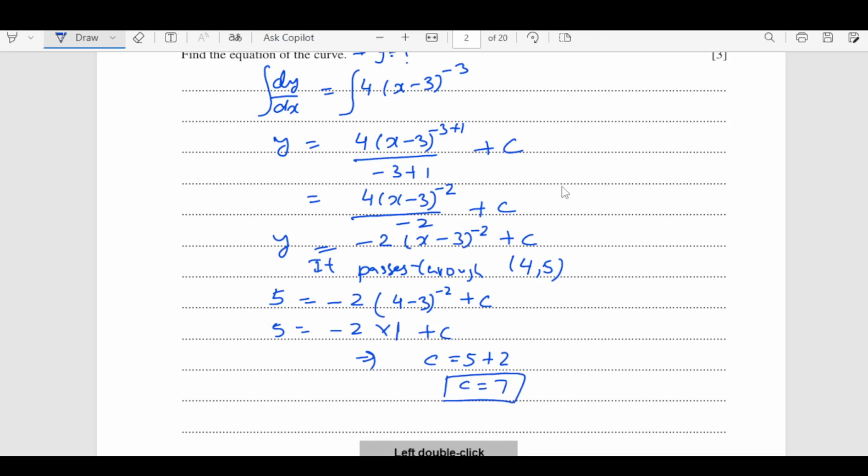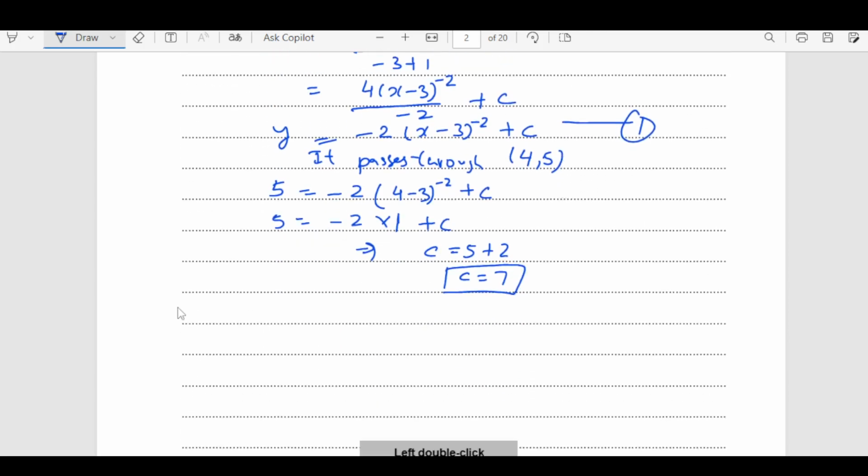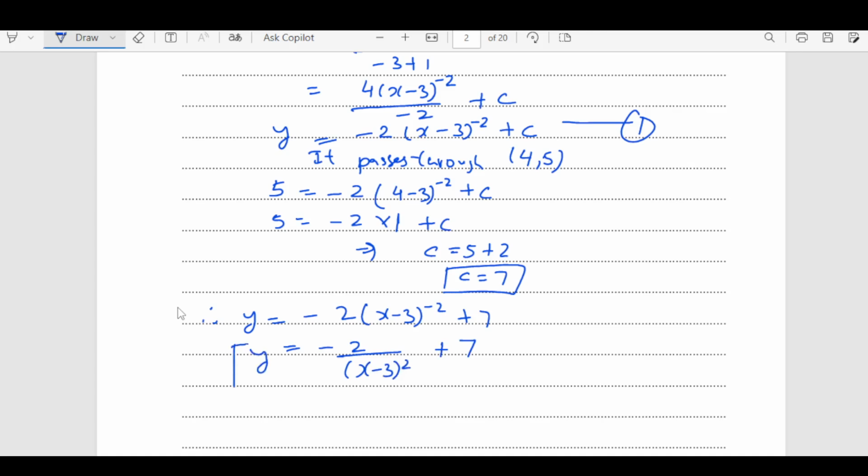So now we are going to substitute that in the equation 1. Therefore y is equal to negative 2 (x minus 3) to the power negative 2 plus 7, right? Now I can bring (x minus 3) down so that the exponent looks nice and positive. So this is our final answer, that is the required curve, right?